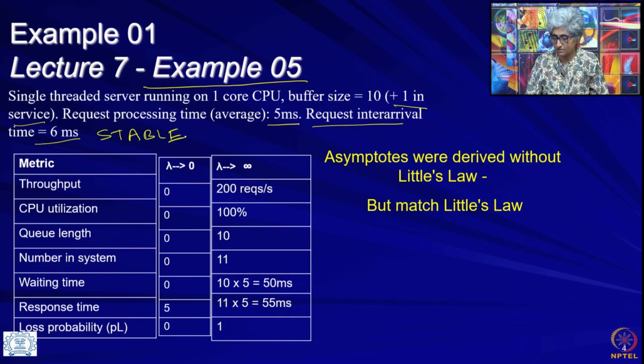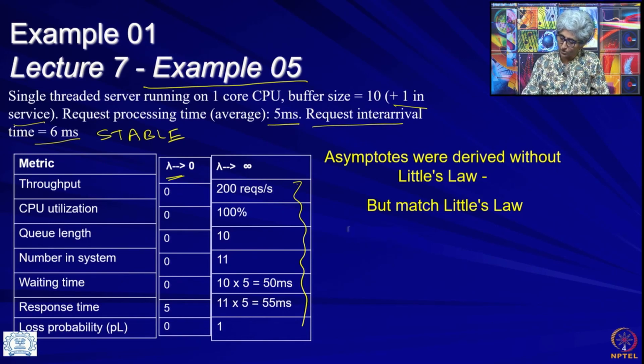it is a stable system and we had discussed various asymptotes. The only reason I am showing this here right now is to bring home the point that all these asymptotes we had actually written before we studied Little's law. These have nothing to do with Little's law, but you will find it nice that if you apply Little's law to these numbers they will match. For lambda going to 0 it is trivially applicable, you should check that yourself, but let us check it for the high load asymptote.